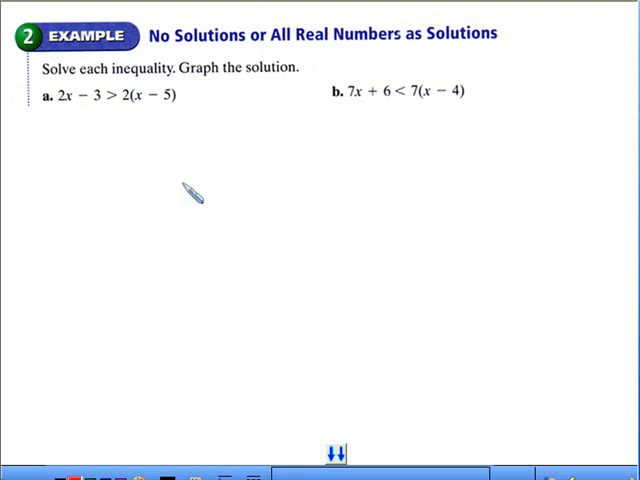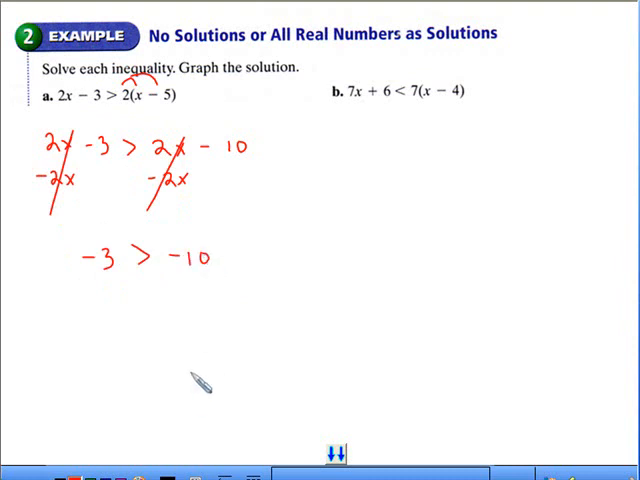So here's a couple more. Let's follow the order of operations, so we distribute. This side stays the same. It's greater than 2x minus 10. And let's say we subtract 2x on both sides. Now it's okay if the variables eliminate, so this cancels here and this also cancels here. Then let's see what we're left with. Is negative 3 greater than negative 10? Yes, it is. This is a true statement.